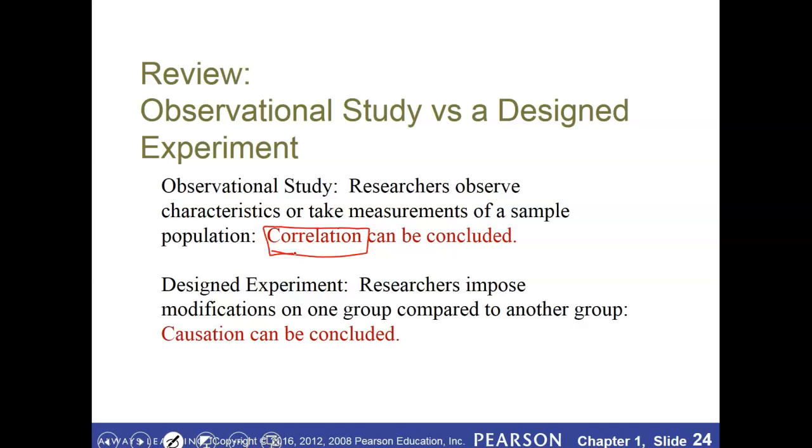Another example is a designed experiment, where researchers impose modifications on one group compared to another group so that the two groups are perfectly identical to each other. The only difference is the treatment that they're receiving. One might receive a particular drug and the other one might receive a placebo. And that is where we can conclude that there's causation, where the drug might be causing certain side effects or a certain treatment to be successful or not.